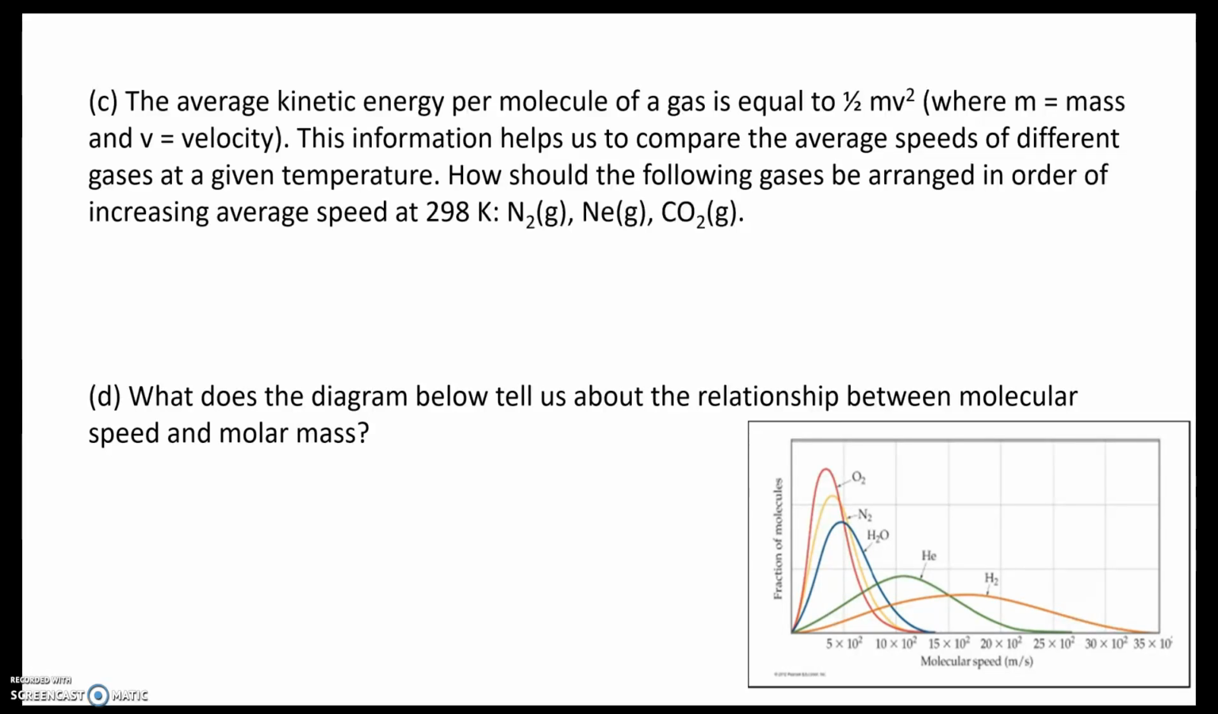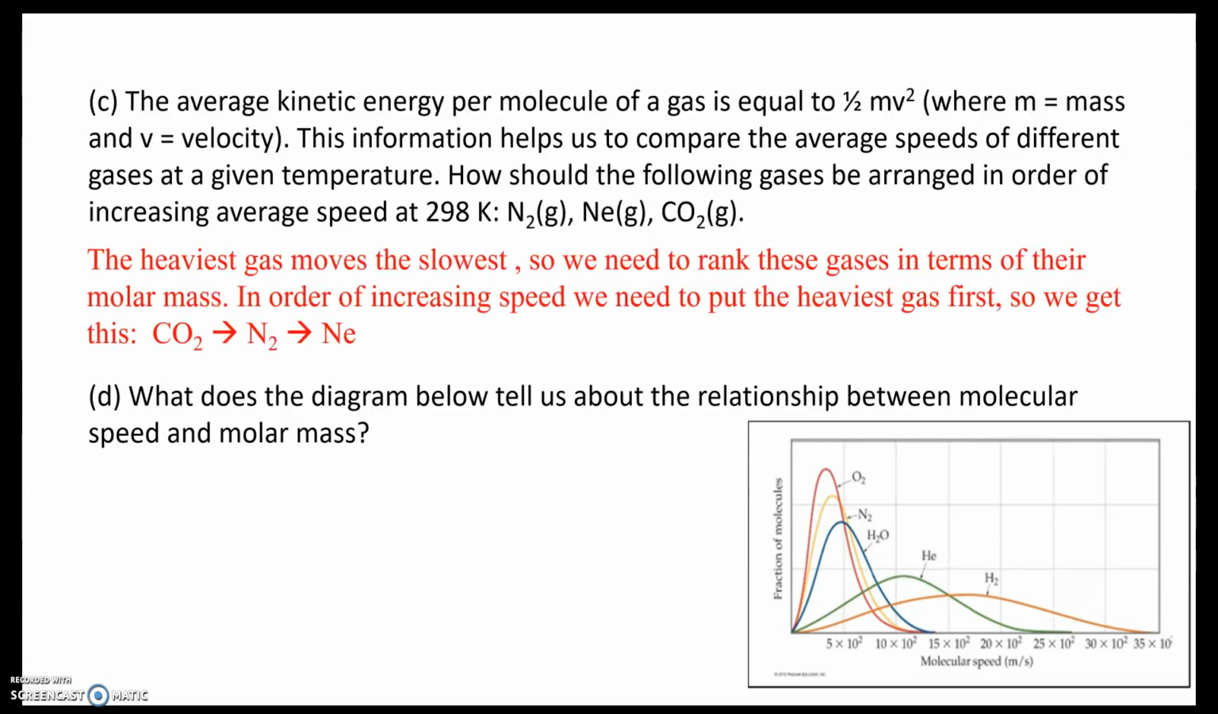All right, the average kinetic energy per molecule of a gas is 1/2 mv squared, where m is mass, v is velocity, and we can use this to compare the average speeds of different gases at a given temperature. So the question is, how do we arrange these gases in order of increasing average speed? I've got nitrogen, neon, and carbon dioxide. The heaviest gas moves the slowest. So we need to rank these gases in terms of their molar mass. In order of increasing speed, we need to put the heaviest gas first. So we get this order: carbon dioxide, nitrogen, neon.